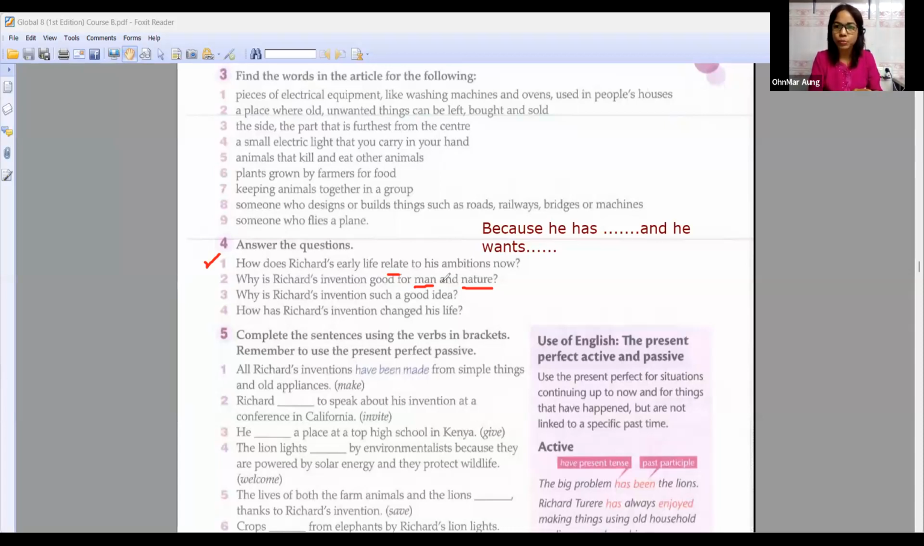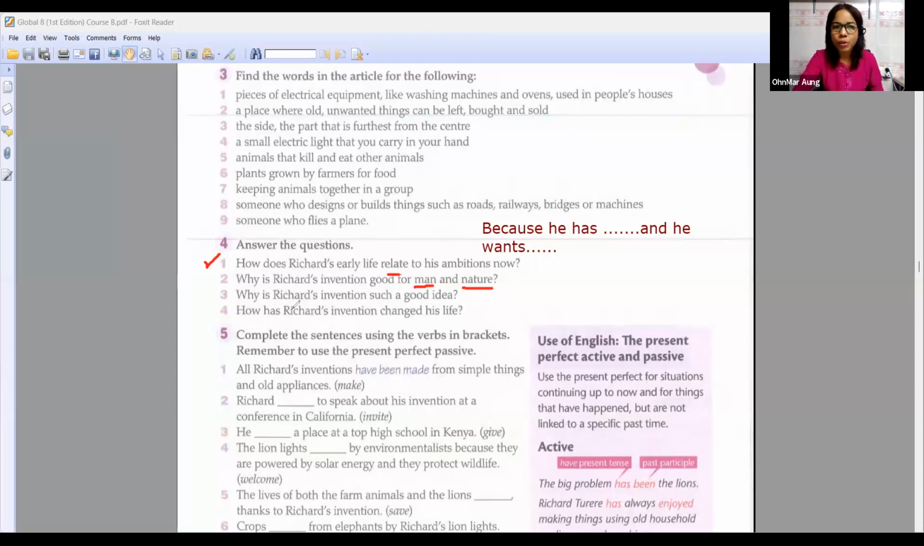Do you understand number two? Yes. Do you know what to write? The answer is quite long. Take some words from the second column, second paragraph. You can use your own words too. You can summarize. You must know how to answer.